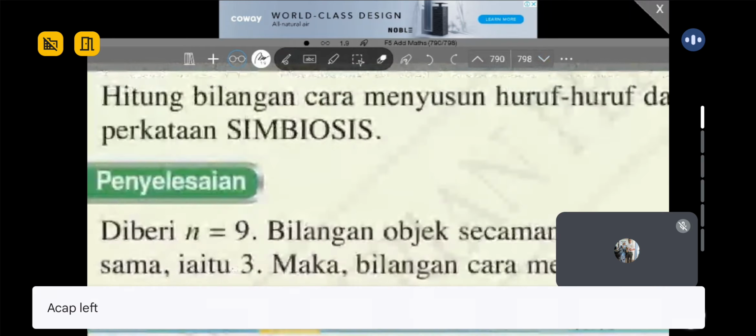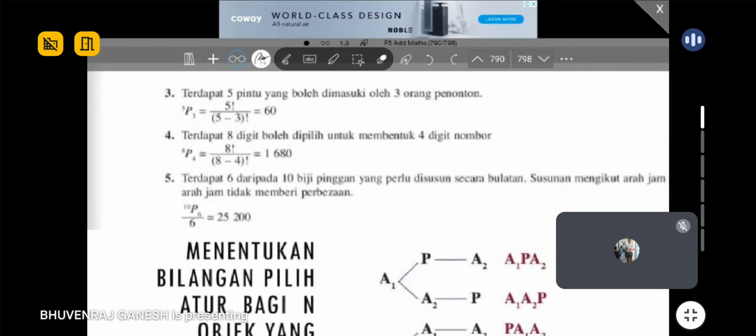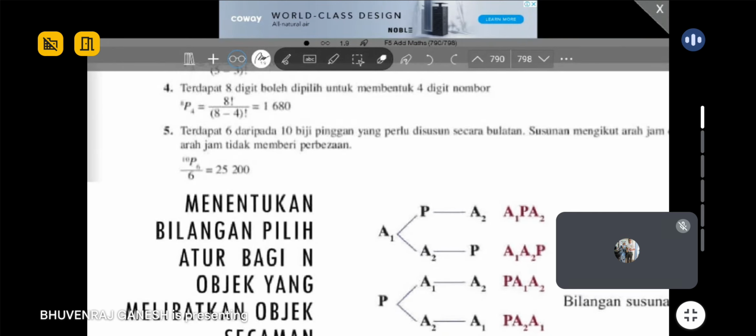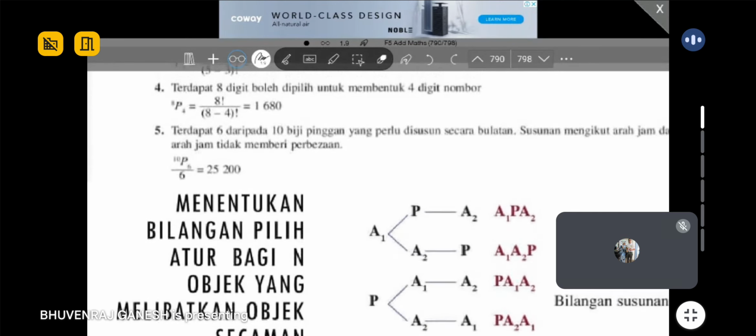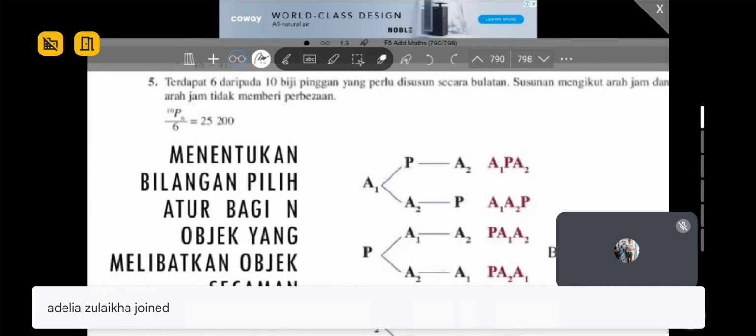Until now. So this is the answer for question number 5. You will get 25,200 ways. Quite a lot. Banyak cara. So you can think and see how to arrange this. So many ways actually.